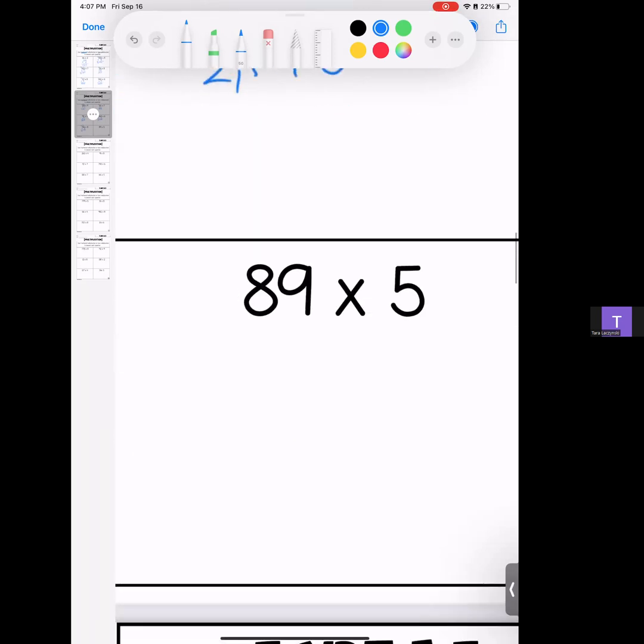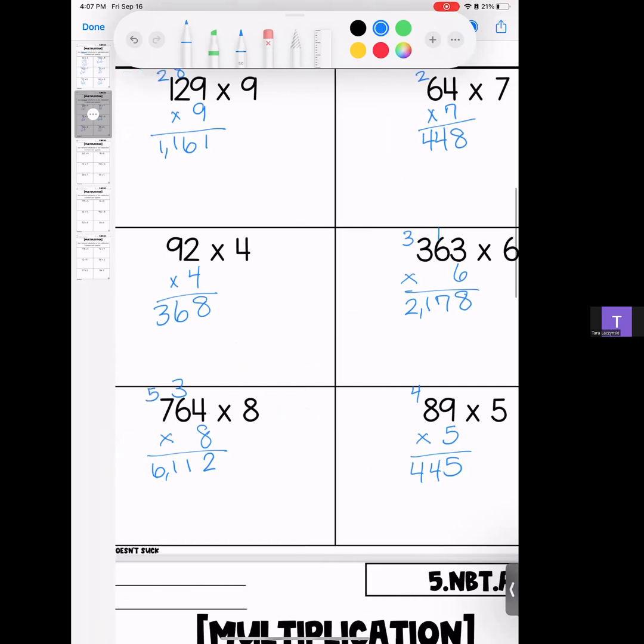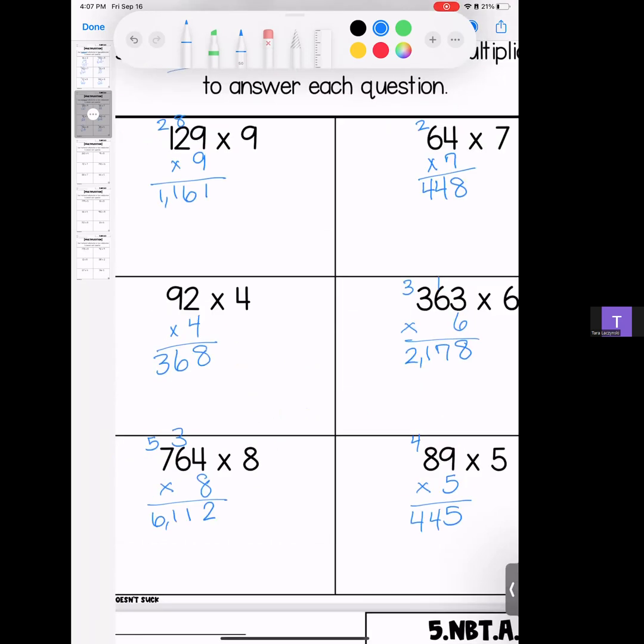Last one for this page, 89 times 5. 9 times 5 is 45. 8 times 5 is 40. Add 4 is 44. This is the end of this homework assignment. Please go ahead and stop here. If you have any questions, bring them into class.